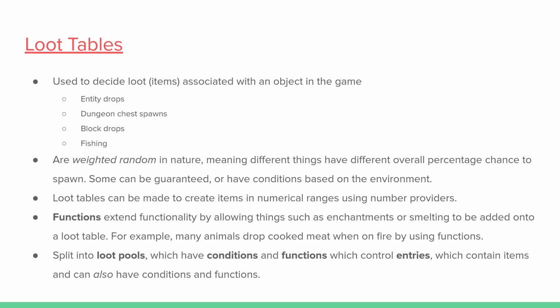So you could apply an enchantment using a function. You could handle smelting using a function. So if an animal's on fire and it dies, there's a function that makes it drop the cooked version of the meat. That's a thing that exists in the game.